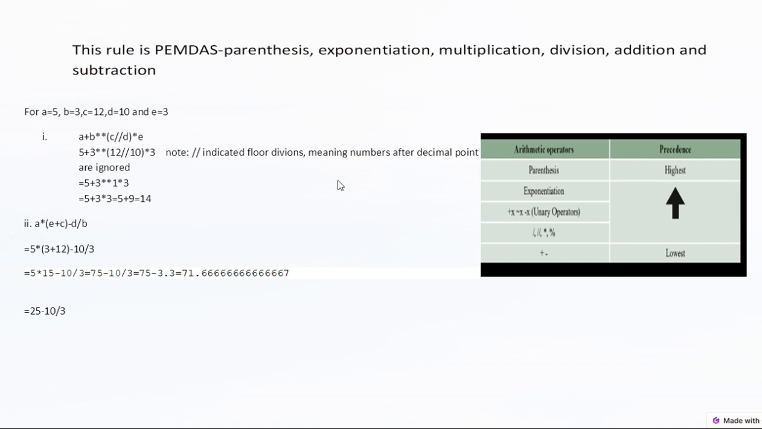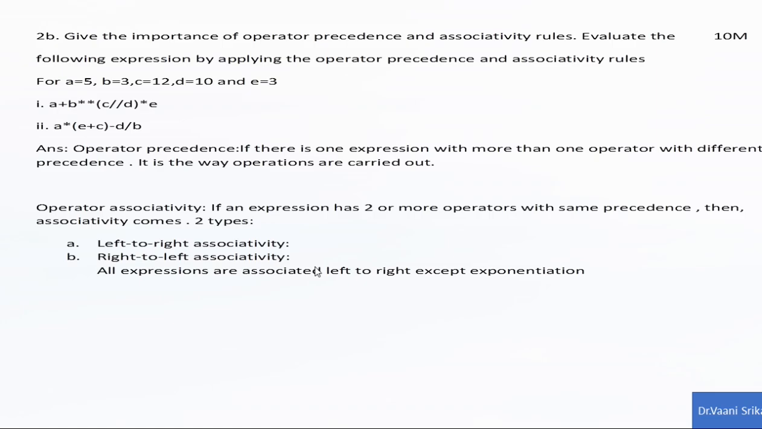Floor division means division will be performed, but the numbers after the decimal point will be neglected. So that is called floor division. For example, 12 floor division 10 means the quotient will actually be 1.2, but only 1 will come as the answer. So that means the numbers after decimal point are ignored. So this is the answer. Just try out this in your system, and any doubts just let me know in the comment box.